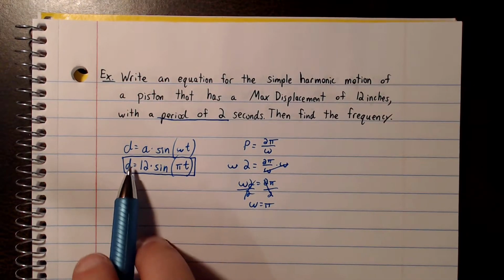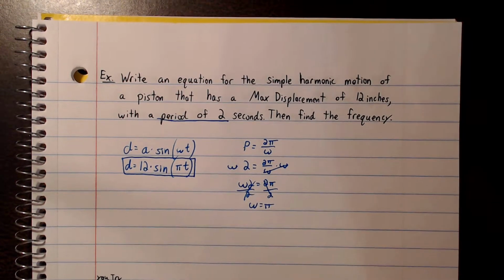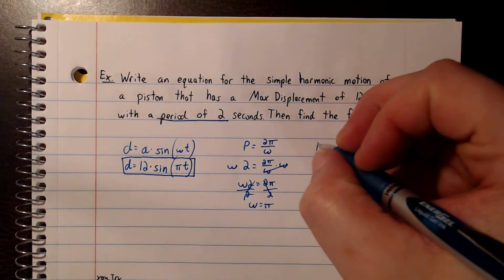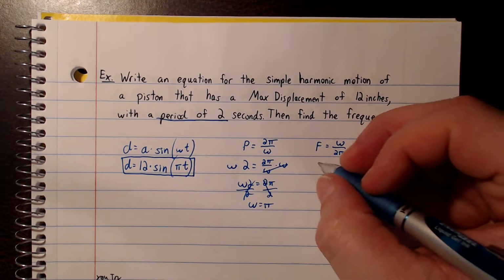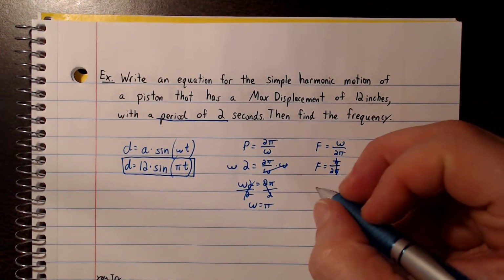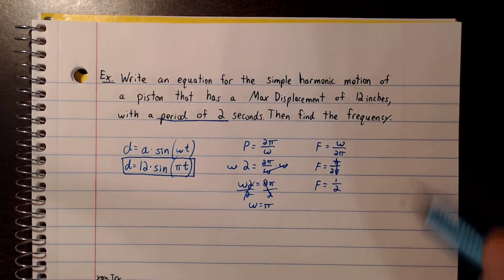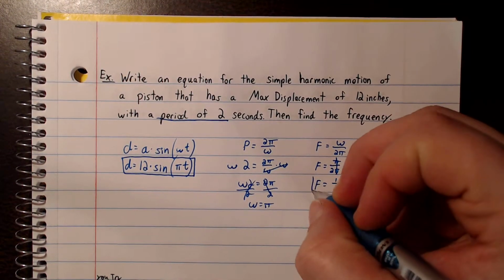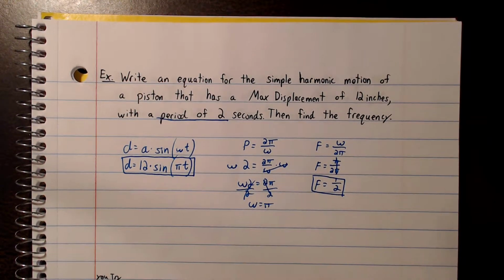So if I wanted to know a distance, I would just have to plug in the time, like maybe 4 seconds, and I could figure out how far this thing has traveled. Now, they also ask for the frequency. Well, frequency is W over 2 pi. We already knew what W was. It was pi. We divide that by 2 pi. Those cancel out, and we get 1/2. What does that mean? That means that every second, half a cycle is complete. So it takes 2 seconds for a cycle to be complete, which makes sense because that's what our period is. Those were the things that they were looking for.